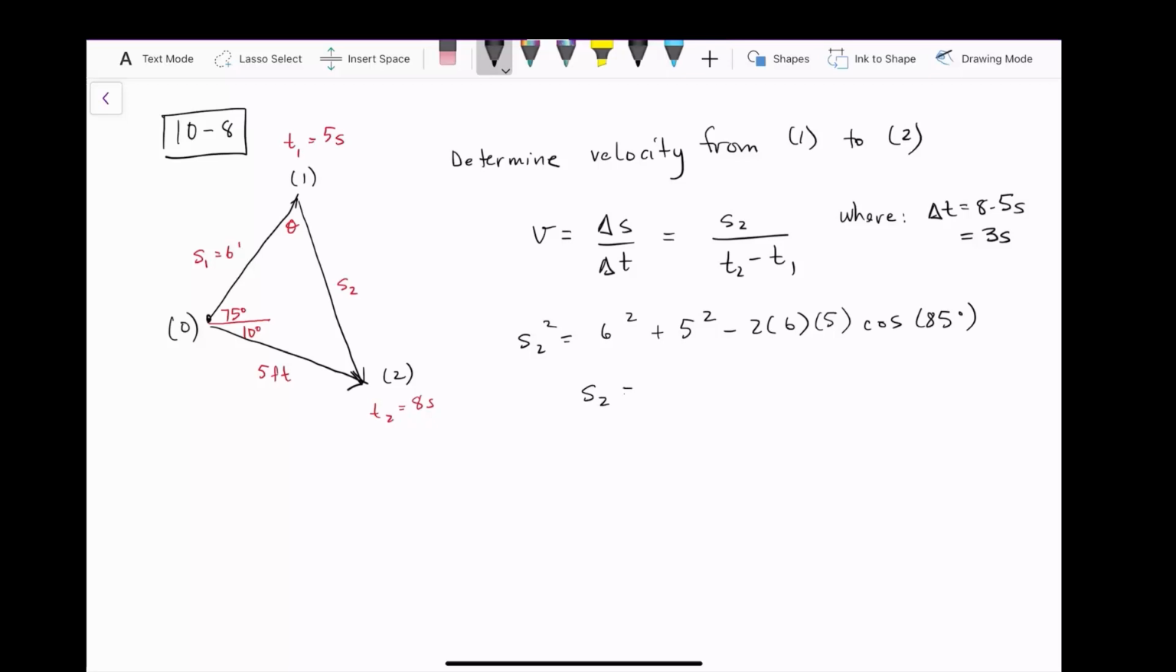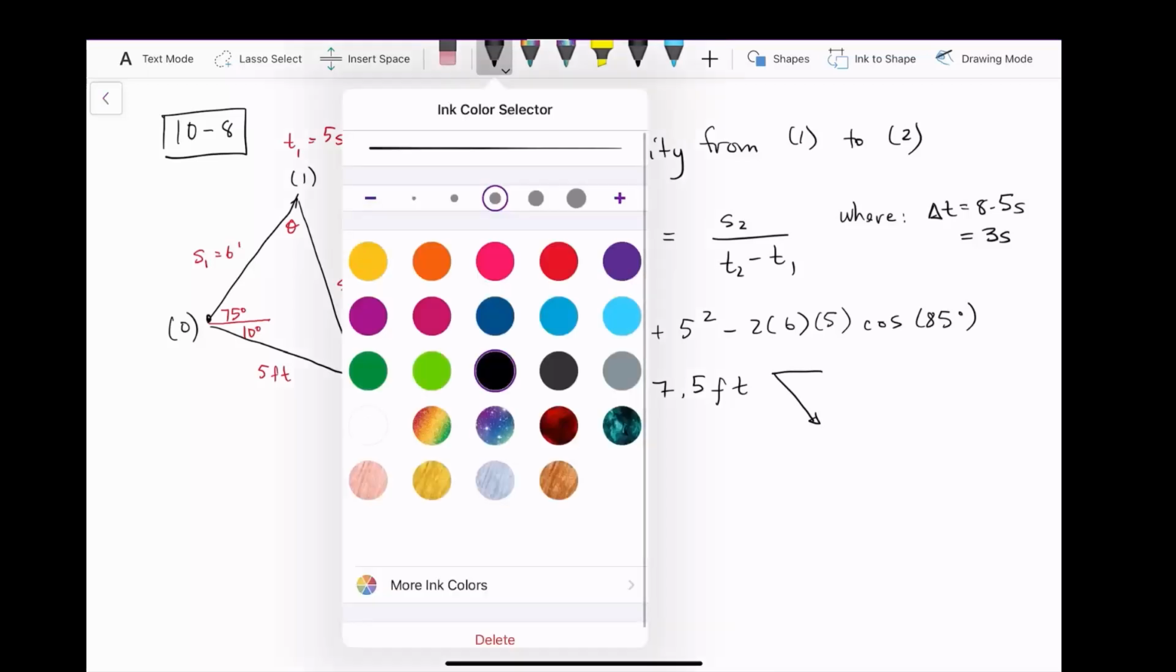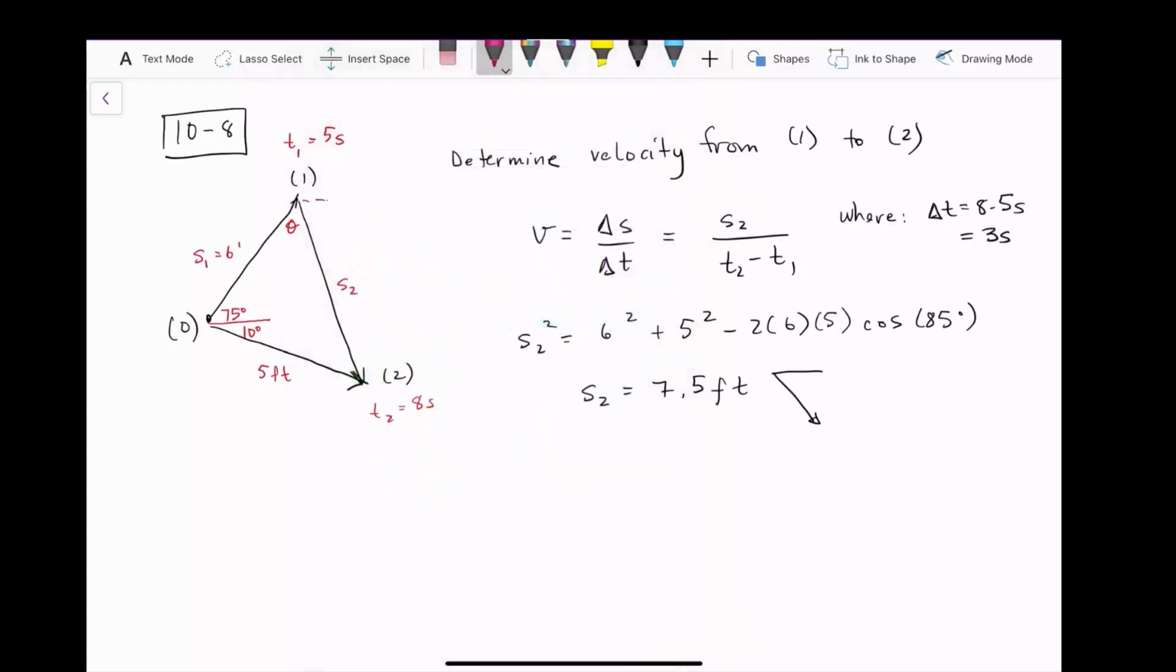So S2 is equal to 7.5 feet. So we know that that is the displacement for S2. We don't have an angle though, and that will be important because the velocity will be acting at the same angle here. So we know that it's at some angle like this relative to the horizontal. So I'll choose a different color here. What we want to do then is figure out what the angle is right in there beside that theta.